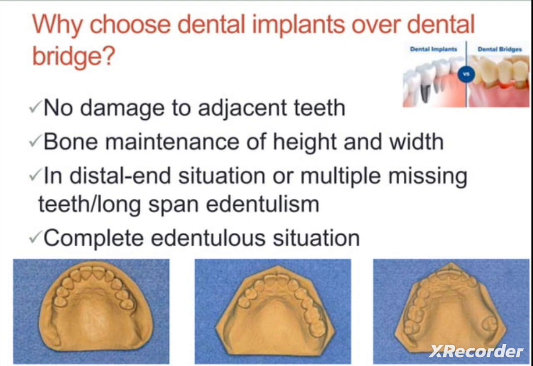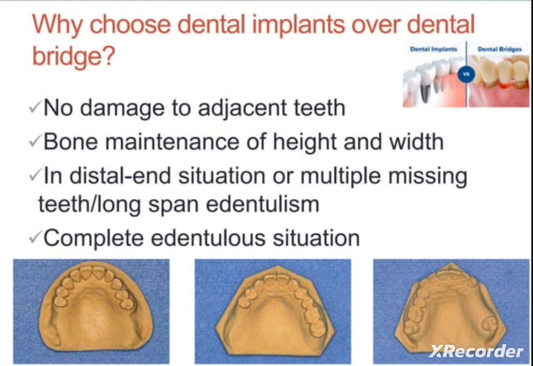The second point is that the bone height and width can be maintained. As we know, when there is edentulism, when we lose a tooth, the bone gradually starts to resorb, and that resorption can happen both vertically as well as horizontally. So when we place a dental bridge, the resorption process will go on. But if we place a dental implant over the edentulous site, the bone height and width is maintained. There is no resorption or very minimal resorption.